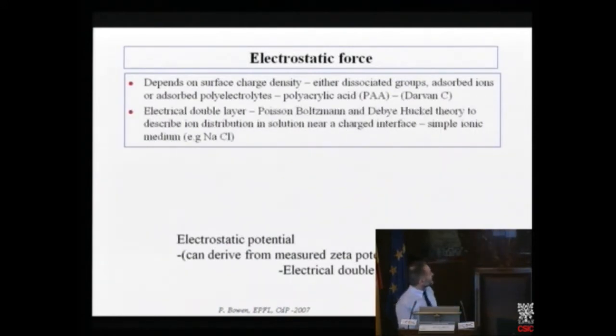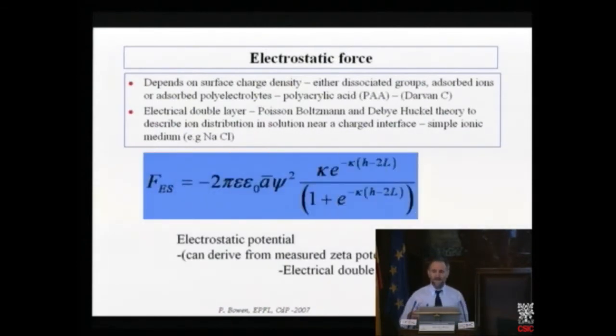So basically, we have the electrical double layer. We use the Poisson-Boltzmann and the Debye-Hückel theory to describe the ion distribution in solution near a charged interface, normally in a simple ionic medium. So basically, what we've got then is this electrostatic force. This is represented here, where we have the electrostatic potential.